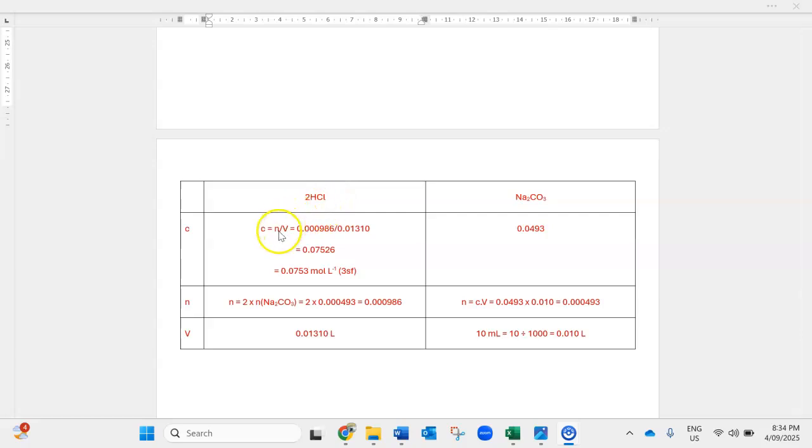And then finally, we calculate the concentration of HCl. It's n divided by V, the amount in moles, 0.000986, divided by the volume, 0.01310, to give us 0.07526. And then, of course, we give it a unit, moles per litre, and we round it to 3 significant figures, 0.0753.